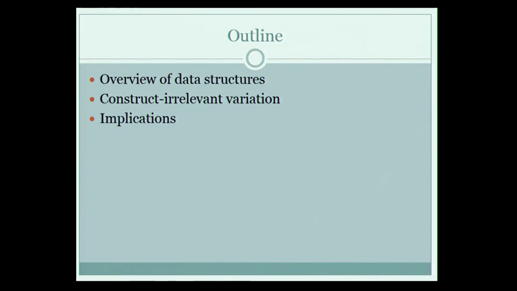Talk about construct-relevant variation. This is really where I'm going to focus the heart of my talk, and introduce some of these ideas and ask for some people to raise questions related to how their projects may be affected by construct-relevant variation. And then we're going to talk about some of the implications.